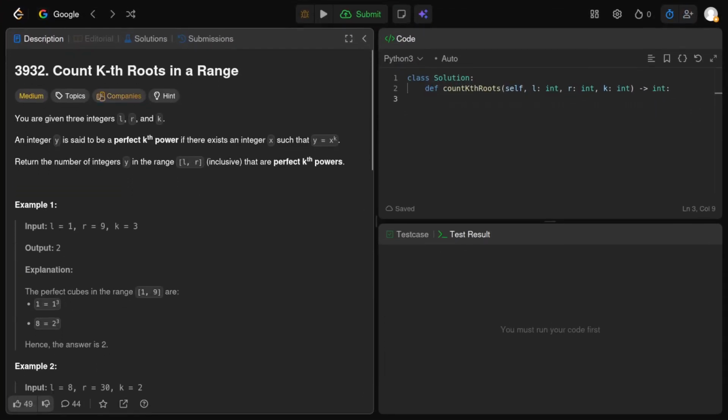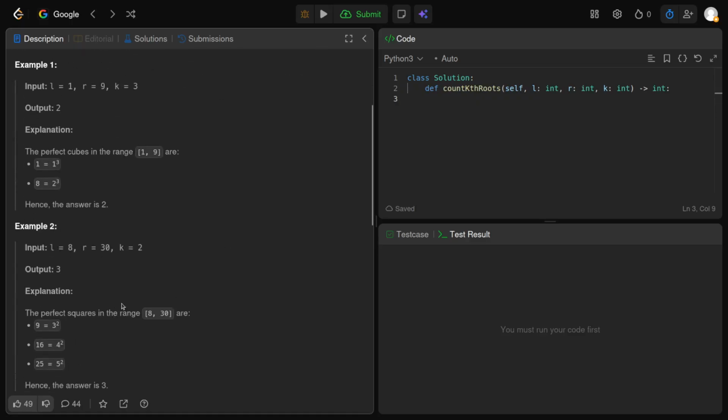So today we got medium problem 3932, count k-th power numbers in range. We are given some range and a number k, and in the inclusive range we are supposed to count integers y such that there is some integer x which k power is y.